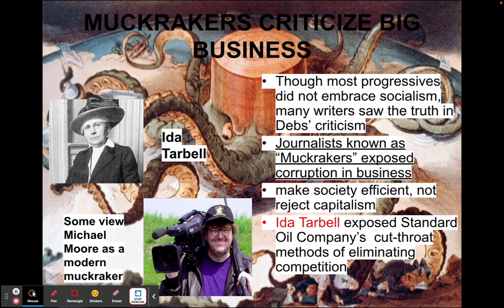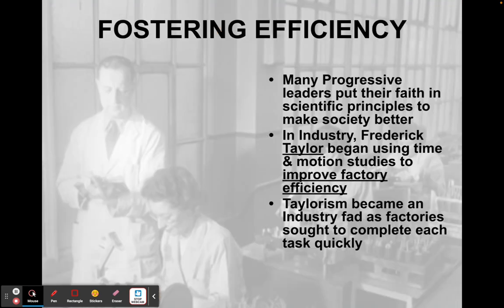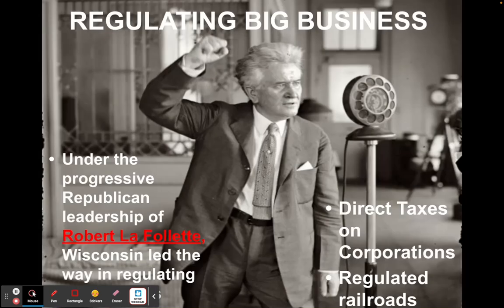Ida Tarbell will expose Standard Oil's cutthroat methods in limiting competition, which will eventually lead to the government stepping in to stop them. How would the government foster efficiency? Many progressive leaders put their faith in scientific principles to make society better. This is when we'll start to see different scientists doing research, using studies to improve factories and how to be efficient in the way that we operate and the way that we do things.